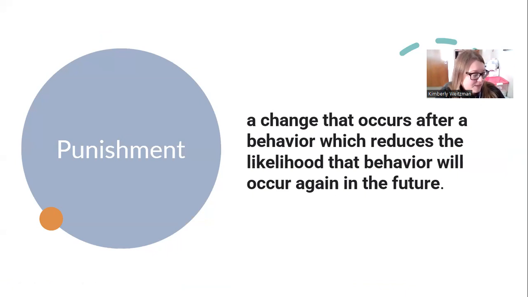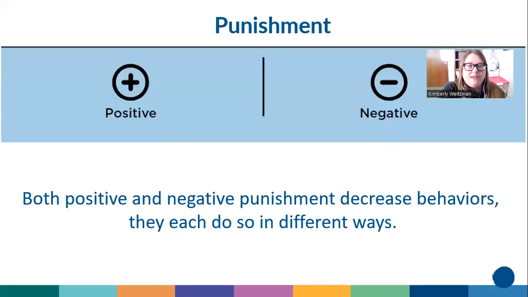I alluded to punishment. There are both positive and negative punishments. A punishment is when a change occurs after a behavior, which reduces the likelihood that that behavior will occur again in the future. So there are both positive and negative punishments. They both decrease behaviors, but again, they do so in different ways.